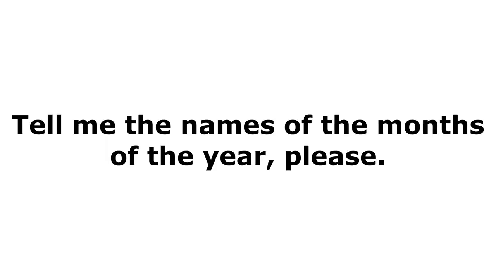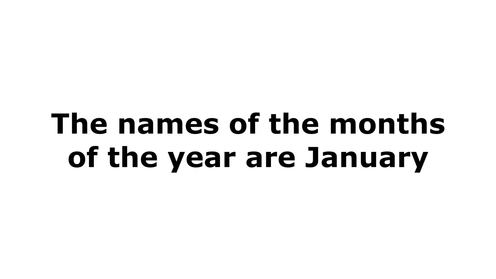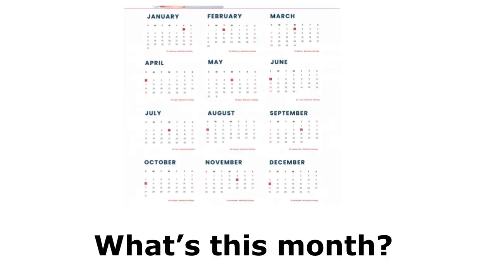January. February. March. April. May. June. July. August. September. October. November. December. Tell me the names of the months of the year, please. The names of the months of the year are January, February, March, April, May, June, July, August, September, October, November, December.